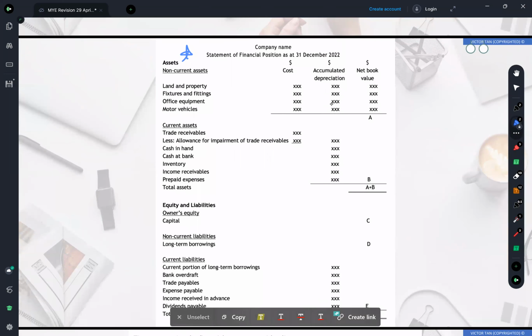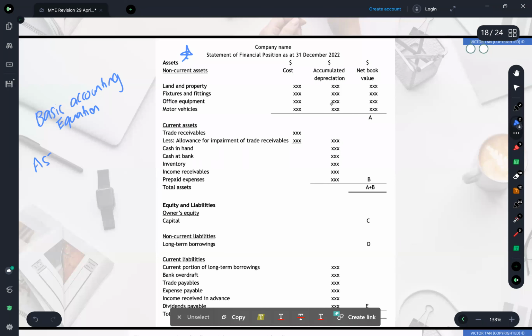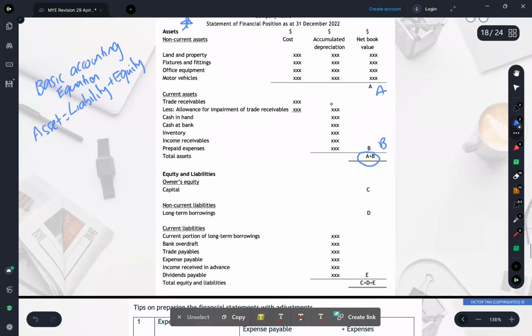Then you notice that you want to find a total asset. So the basic accounting equation applies here. Asset equals liability plus equity. Correct? So you see your asset is A plus B. So this is your A. You find the total here, you find the total here, then A plus B. Then after that, you add your liability. So your liability is here, D and E. And then your equity is C. So C plus D. This is your total. So this number must equal this number.